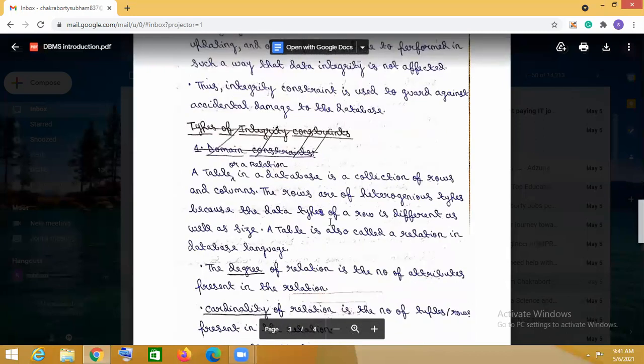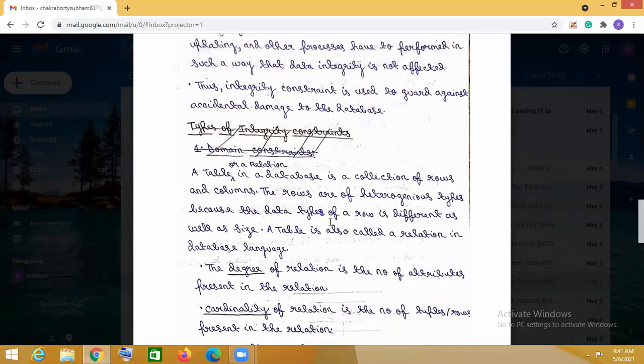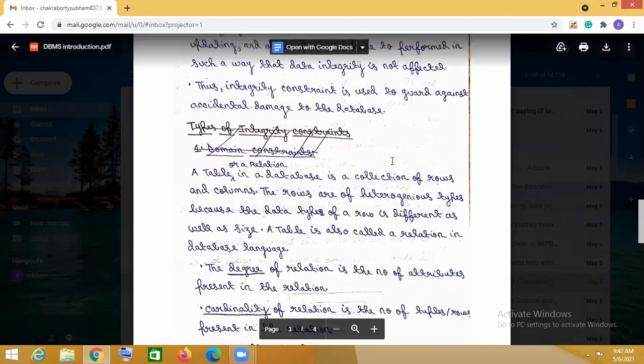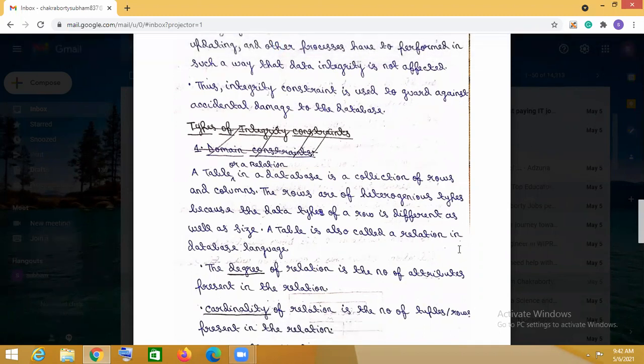It is called heterogeneous because the rows are of heterogeneous types, because the data type of a row is different as well as the size. Means each and every data present in a row has its own data type. You can see through this example. So that's why we can call the rows heterogeneous. A table is also called a relation in database language.